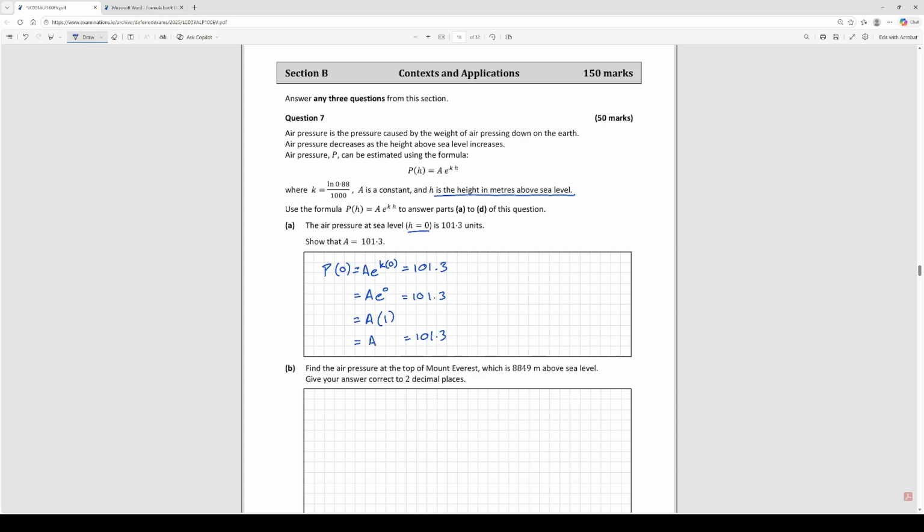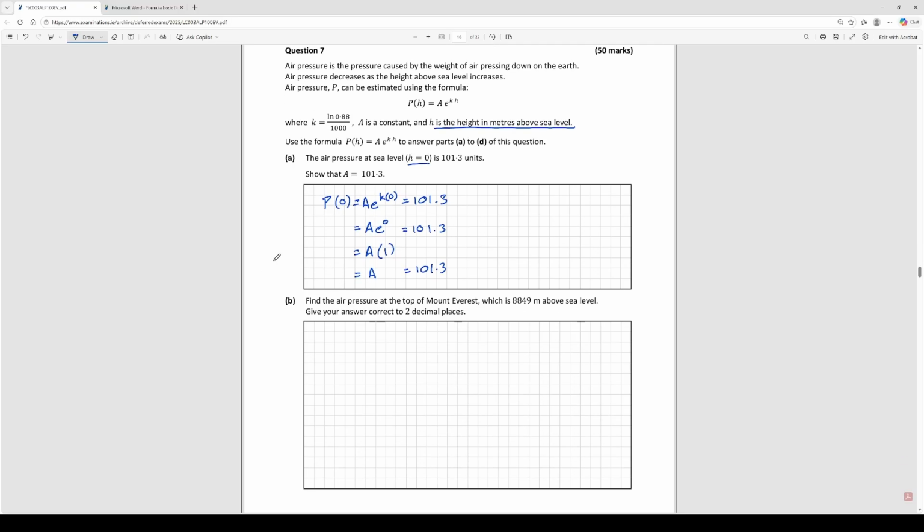Find the air pressure at the top of Mount Everest, which is 8,849 meters above sea level. Yes, you want to make sure that when they do this, it is in meters and not kilometers, because if it was kilometers, we'd have to change that to 8.849. But, you know, just to play it safe.